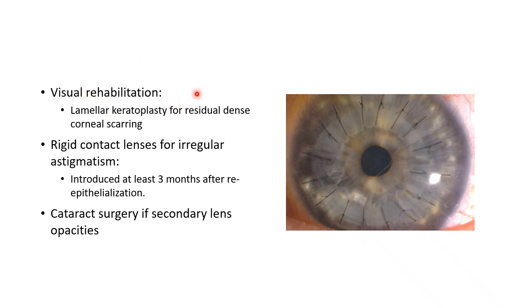Visual rehabilitation. This we're talking about once the scarring has happened. So depending on the level of the scar, you can do a partial thickness or a lamellar keratoplasty for residual dense scarring. This is a picture of a penetrating keratoplasty actually. Then scars can produce irregular astigmatism, which can be treated with rigid contact lenses. But you have to wait for a period of 3 months after the reepithelialization, after the healing, before you apply any kind of contact lenses. And cataract surgery, of course, if there is a complicated cataract. So that is about the management of the complications.